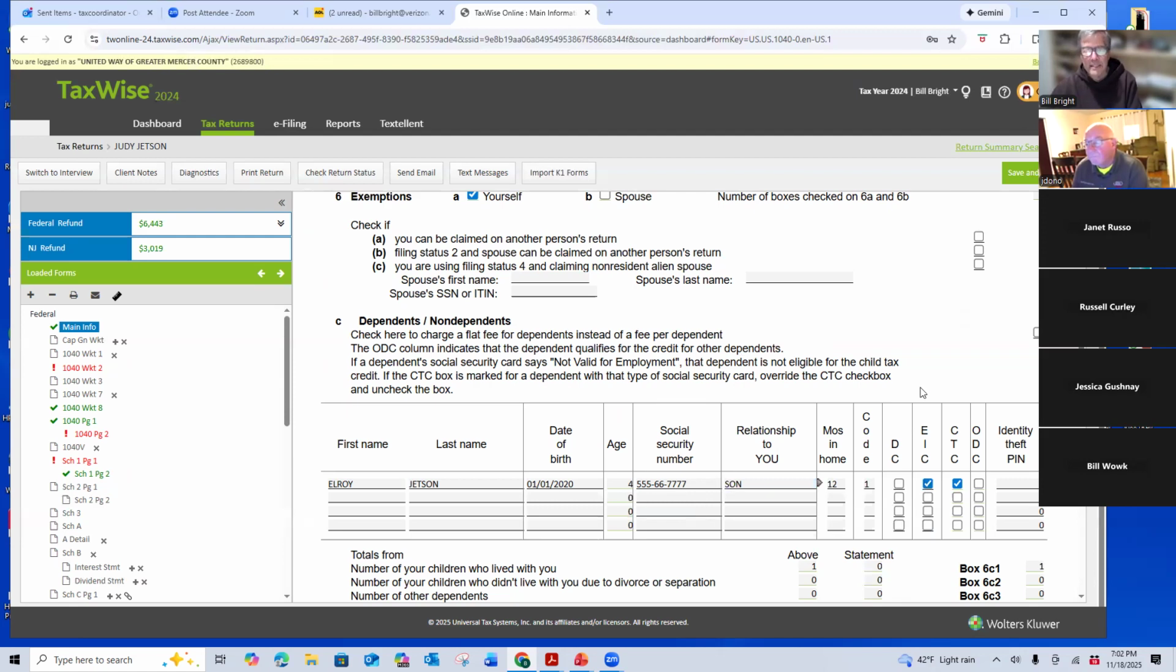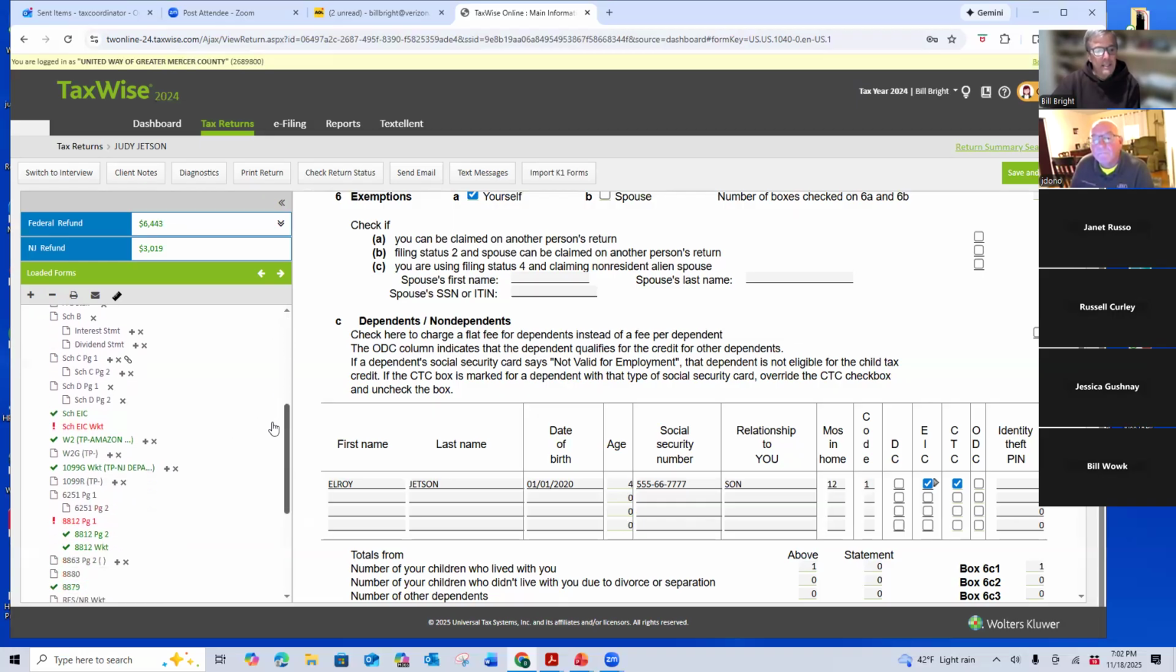In almost all instances, when the primary has a social and the children have a social, I always click on EIC. If for some reason their income is too high or too low, there wasn't enough, it's no harm, no foul. So again, in this situation, look at how dramatic that return went. And these are the kind of things we like to see.